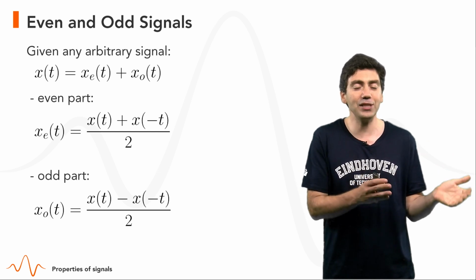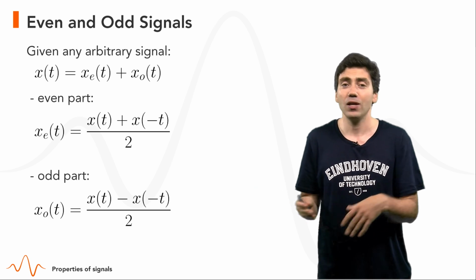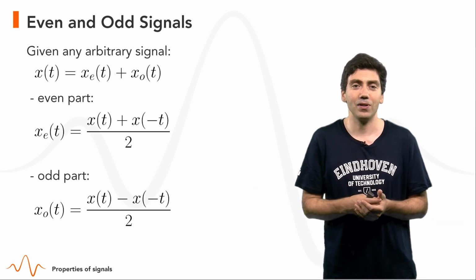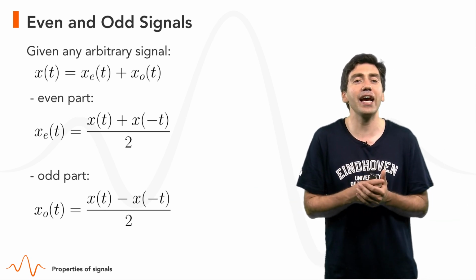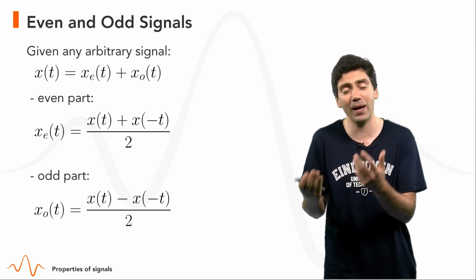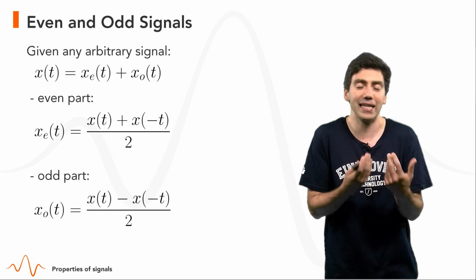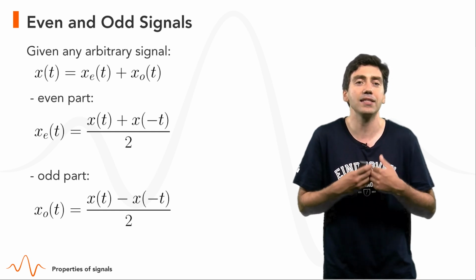How do we know that each of these signals is respectively even and odd? Just by definition. You can consider the even part of the signal x of t, x of t plus x of minus t over 2, and see that if we replace t by minus t, we get exactly the same signal. In this sense, the signal is even.